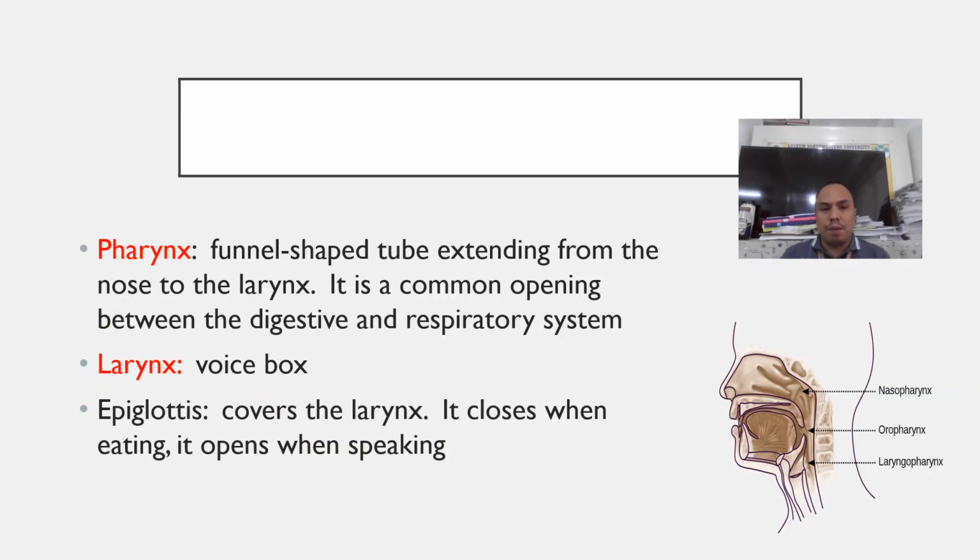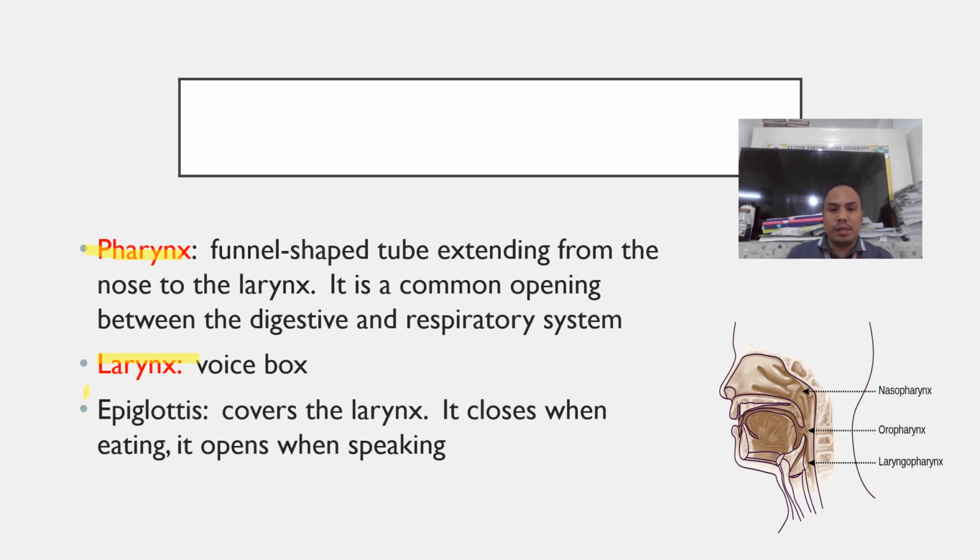Next one, we have the pharynx and then the larynx. So the pharynx is a funnel-shaped tube extending from the nose to the larynx. It is a common opening between the digestive and respiratory system. So yan yung ating pharynx. Okay, so we all know that the pharynx is a shared pathway for air and food.